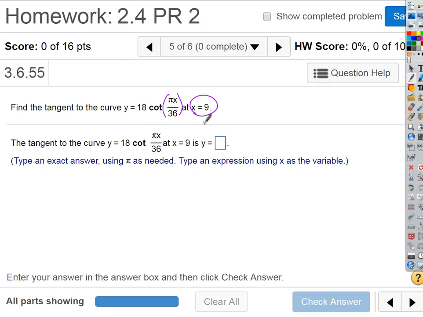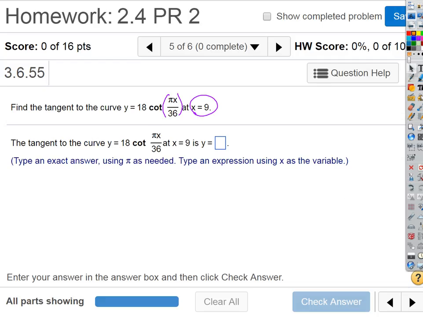Oh, so when it says y, it's asking for the line? Yeah, when we say tangent to the curve, that implies tangent lines. We want to fill in the blanks, y equals mx plus b, with your specifics. Okay? All right, how about 2-5?